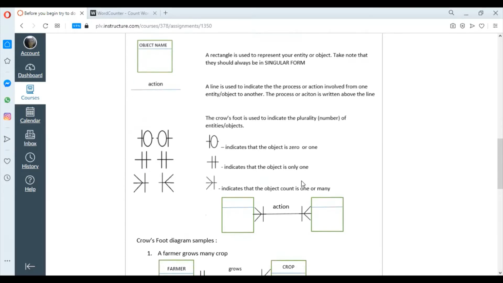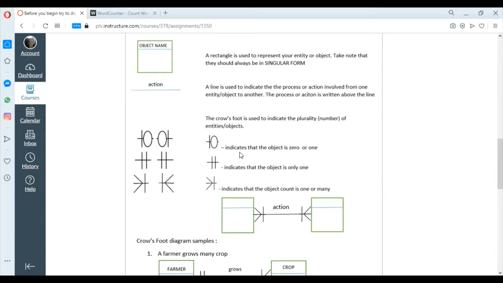Okay. For our symbols, we will use the following sample symbols. Now, why is a Crow's Foot diagram called a Crow's Foot diagram? One of the main reasons for that is that the symbol for one or many looks like the foot of a crow. As you notice, this symbol, one, is indicated by a vertical line, and many is indicated by this three-line symbol. So one or many.